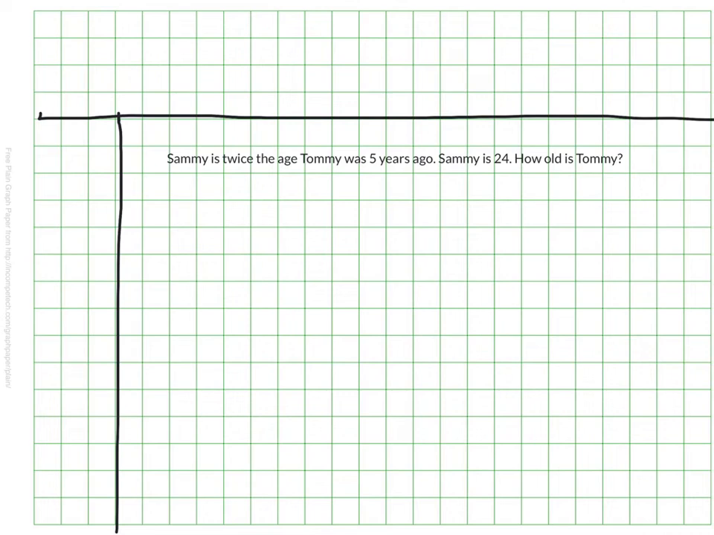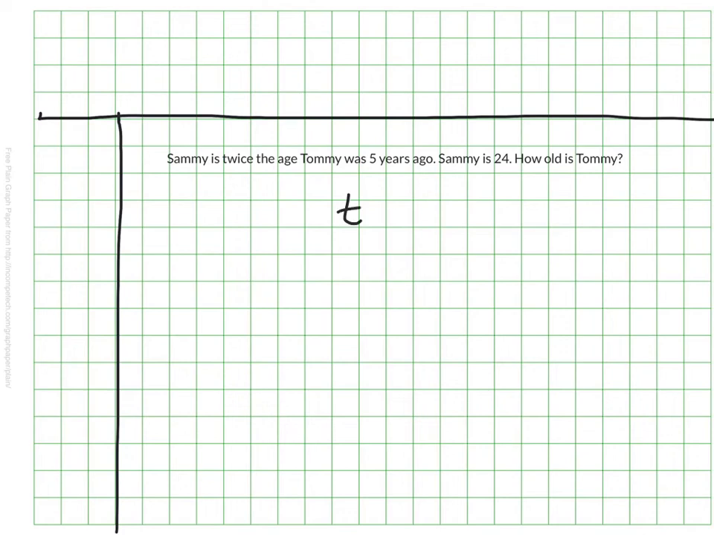The last problem we're going to look at starts in a story form. So we know that Sammy is twice the age Tommy was 5 years ago. Sammy is 24. How old is Tommy? And we could certainly guess and check this, but we're going to be much more efficient if we write this as an algebraic equation.